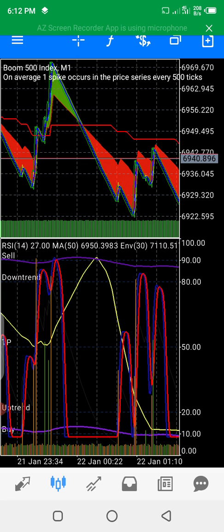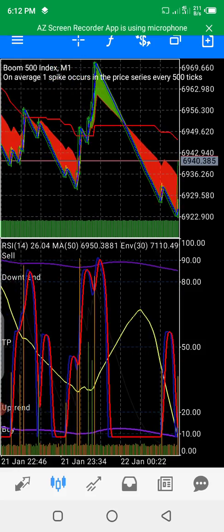Just a quick one, let's talk about the trend. We know that if we are trading Boom, the trend is supposed to be in a downtrend. And when we are trading Crash, the trend is supposed to be in an uptrend. Today, like I said, in this first phase, we won't talk about Crash. We want to concentrate on Boom.